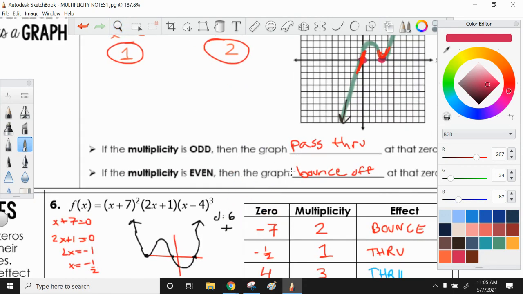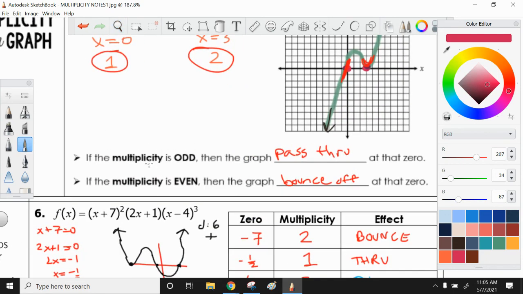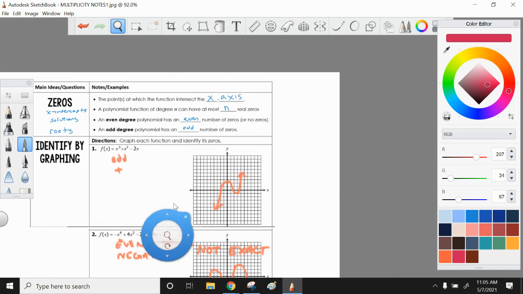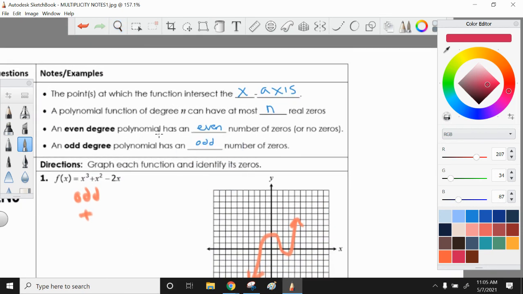So 2 things that you need to understand here. It's basically this line here: when the multiplicity is odd, you're going to pass through. When the multiplicity is even, you're going to bounce off. And then up here at the top, an even degree polynomial is going to have an even number of zeros, and an odd degree polynomial is going to have an odd number of zeros. That's all we need to talk about. Hopefully this helps.